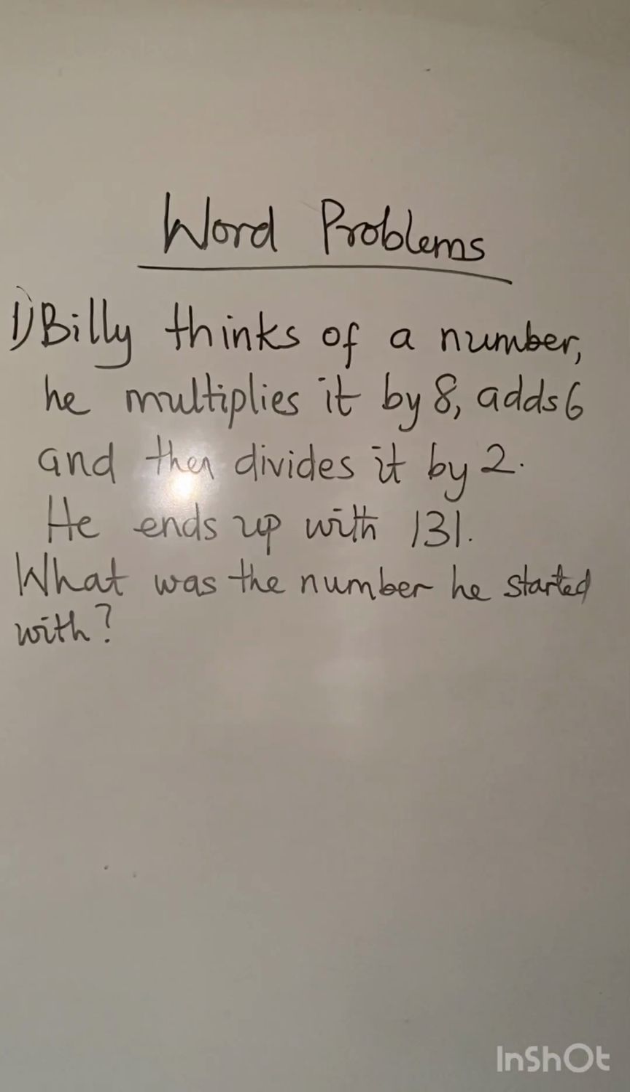Today we're going to be dealing with word problems which you can use algebra to solve. Now Billy thinks of a number, he multiplies it by 8, adds 6, and then divides it by 2. He ends up with 131. What was the number he started with?